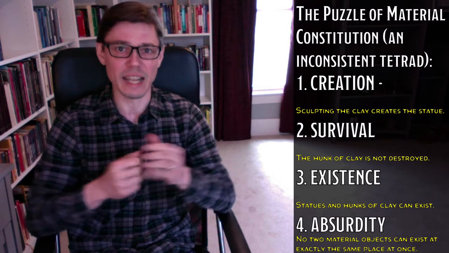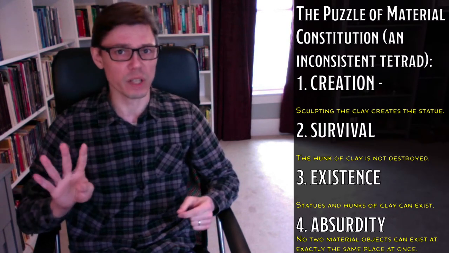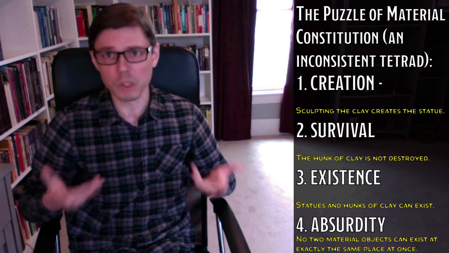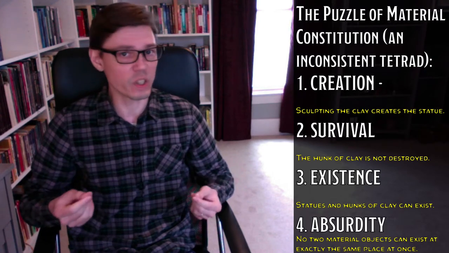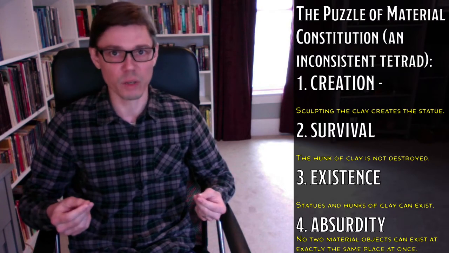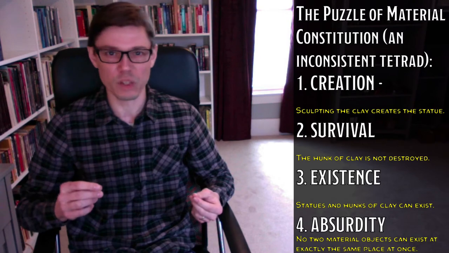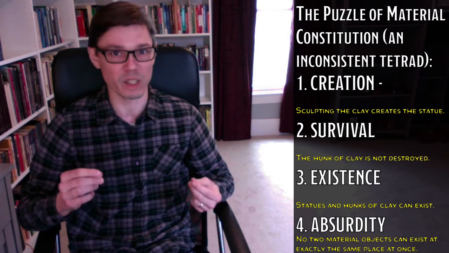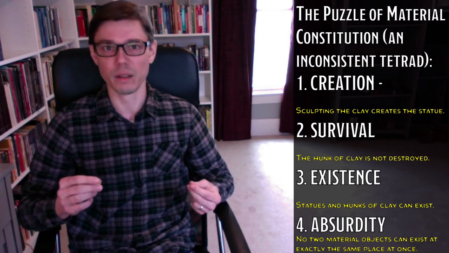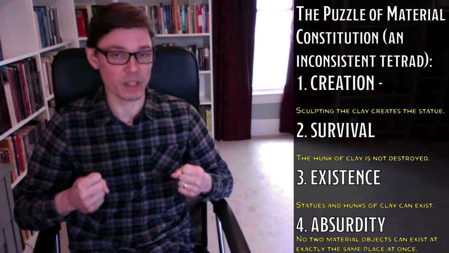So, when we last discussed the puzzle of material constitution, we noticed that it is an inconsistent tetrad. That is, it's four assumptions, each of which seems plausible on its own, but which together entail a contradiction. They can't all be true. So, we need to figure out which one of them is the suspect one, which principle among the four we want to deny, and then we need to defend ourselves as we deny that bit of common sense.